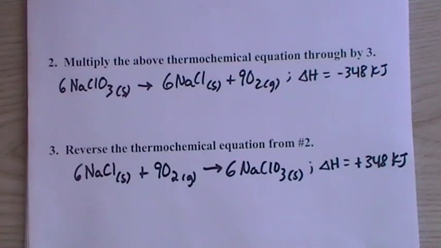So multiply through by a number, delta H gets multiplied by the same number. Flip the reaction around, change the sign. Positive goes to negative, negative goes to positive.